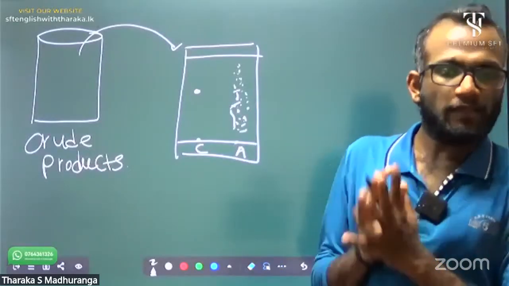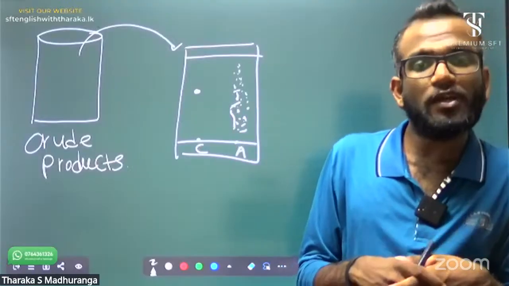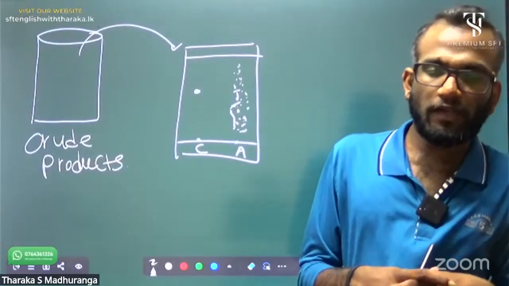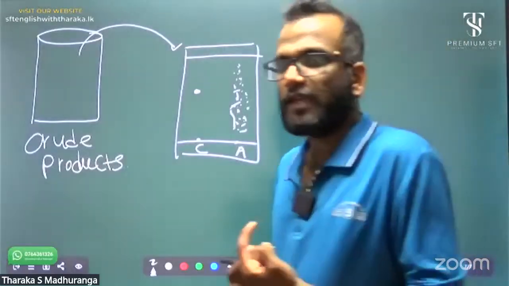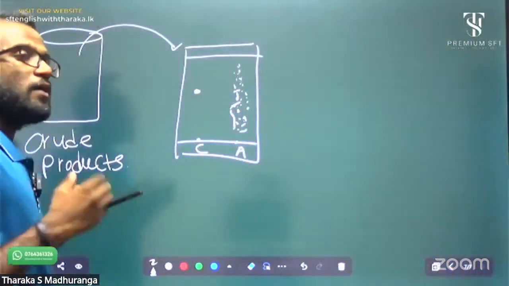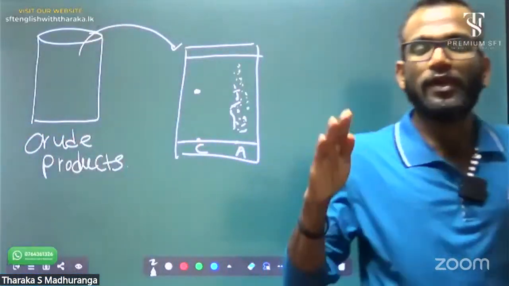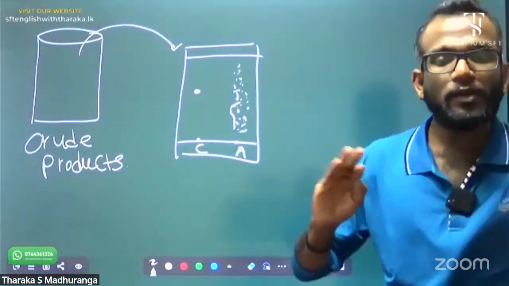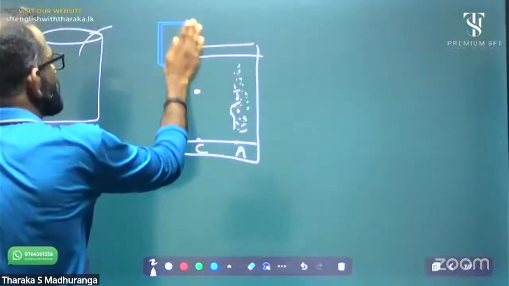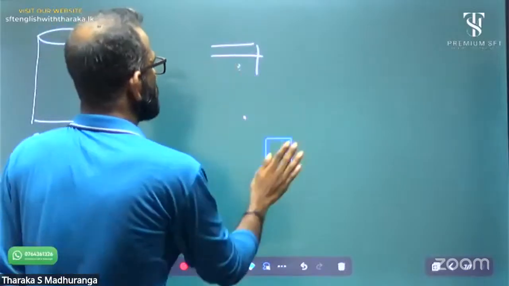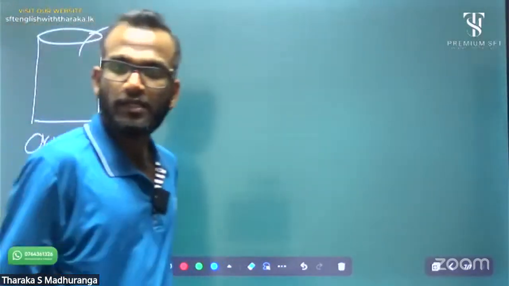In this type of case, the crude product contains a large number of molecules, compounds, secondary metabolites, primary metabolites. In these cases, we can't perform thin layer chromatography or paper chromatography directly. That's why we do column chromatography as a separation technique. Very important, right? Okay, do you know burette?